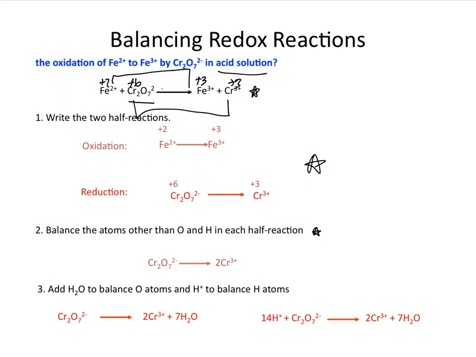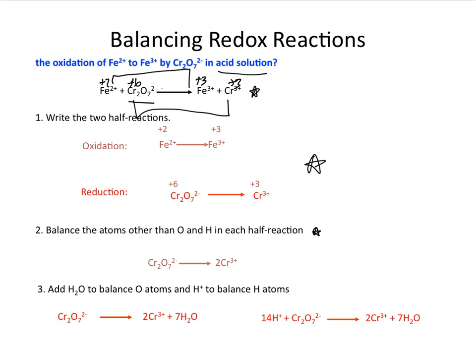In step number 2, you're going to balance any atoms other than oxygen or hydrogen that are in each half reaction. In the example of the oxidation step, we don't need to worry about that at all because there aren't any other atoms than iron. In the reduction step, however, we have chromiums that we need to consider. Chromium here, there are 2 of them. On the right-hand side, there's only 1. So when we balance this half reaction, we put a 2 in front of the chromium on the product side. Now we have balanced our chromium atoms, which is the only option other than oxygen or hydrogen.